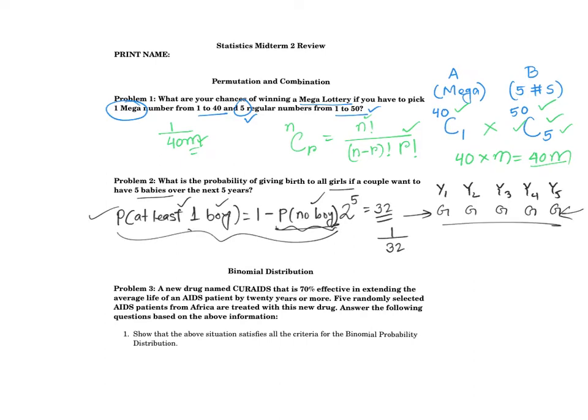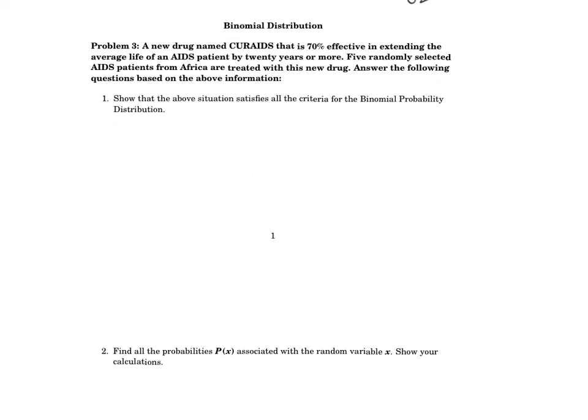Okay. All right. Next, we are going to talk about binomial distribution. So here, what we have is a new drug named Curates that is 70% effective in extending the average life of an AIDS patient by 20 years or more. 5, so keyword you want to remember, 5 randomly selected AIDS patients from Africa are treated with this new drug. Answer the following questions based on the above information. Show that the above situation satisfies all the criteria for binomial probability distribution.